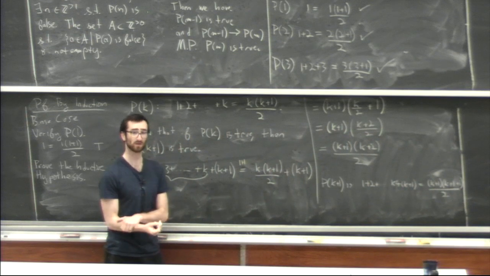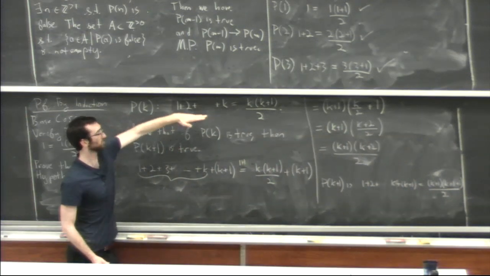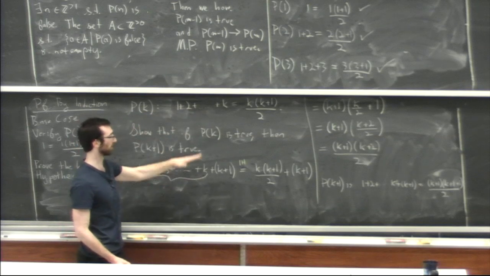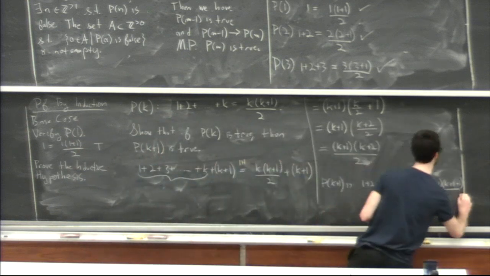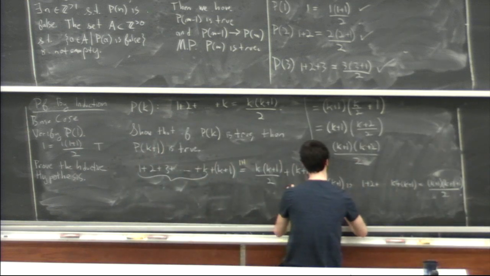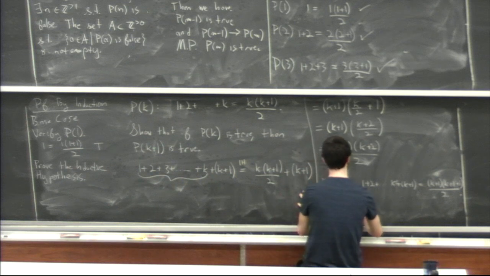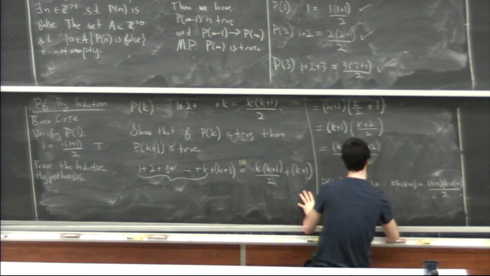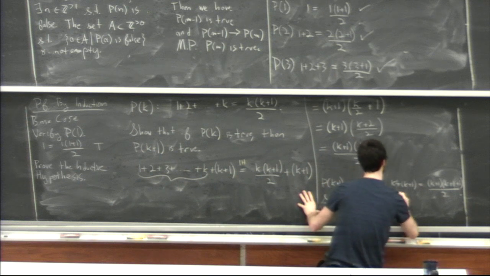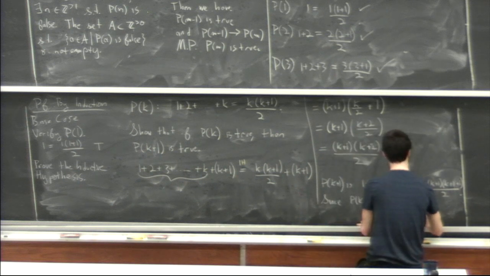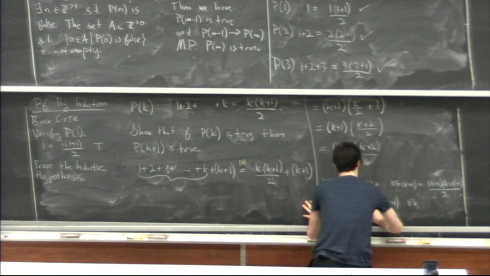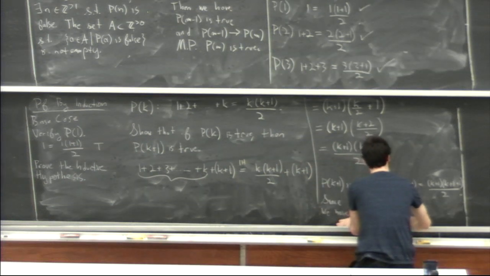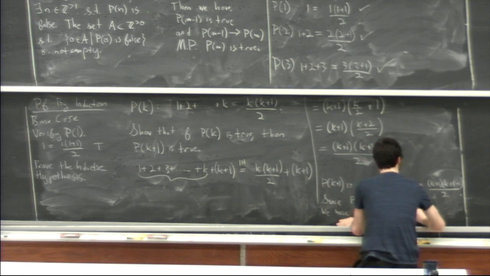So what I have shown is that if P of k is true, then I can use that to show P of k plus 1 is true. So since P of k implies P of k plus 1 for all k, we have proven the proposition by induction. P of n for all n.